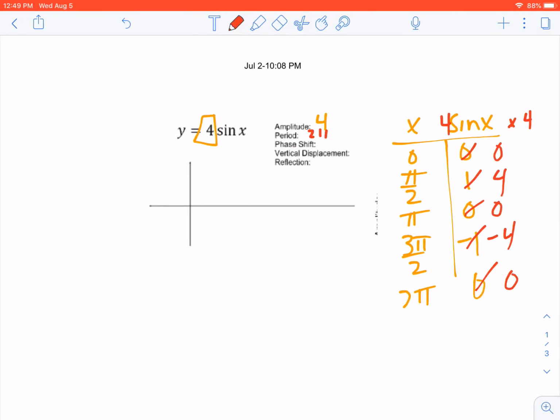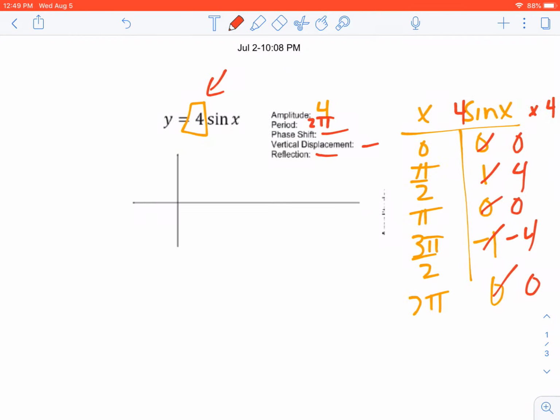No. The period is still 2 pi. Is there a phase shift? No. Was there a vertical displacement? No. Was there reflection? No. Because the only thing that changed was that I have an amplitude of 4, which is going to cause all the y values to increase by a factor of 4.